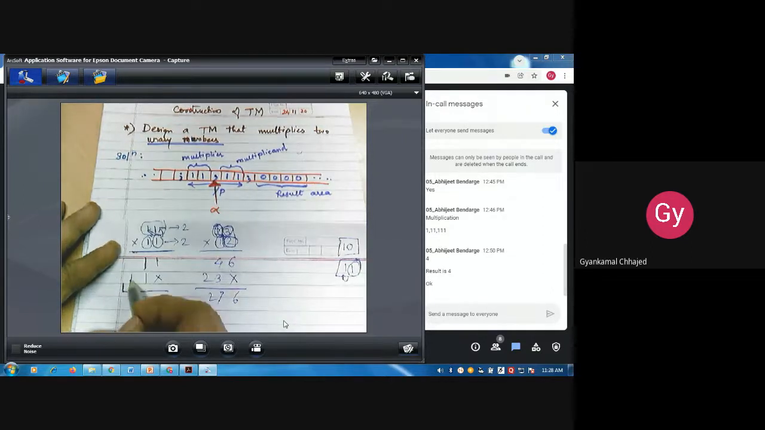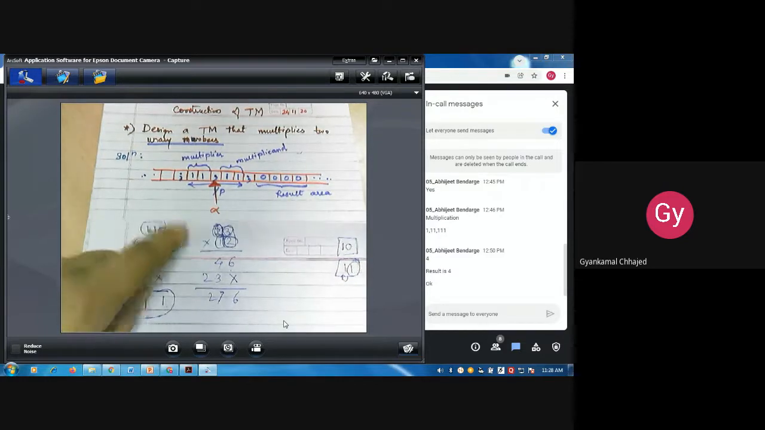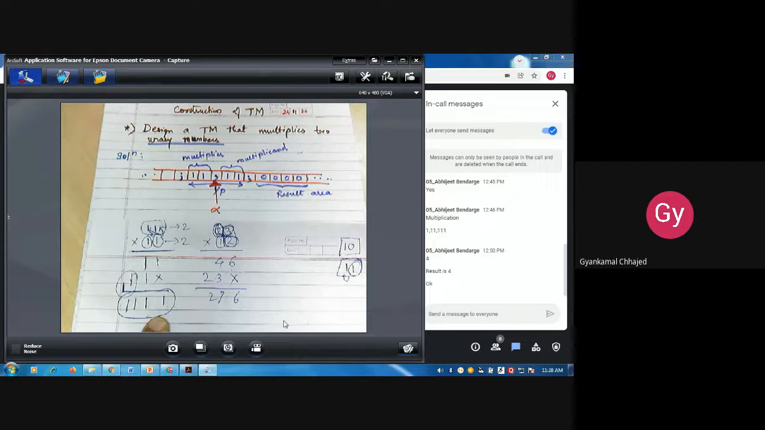Okay, so now 1 1 again is 2, so this 2 will be represented by this 2. So how many ones do you have here? 4. So is it a correct answer? 2 into 2 is equal to 4. Okay, so the same logic we have to use.